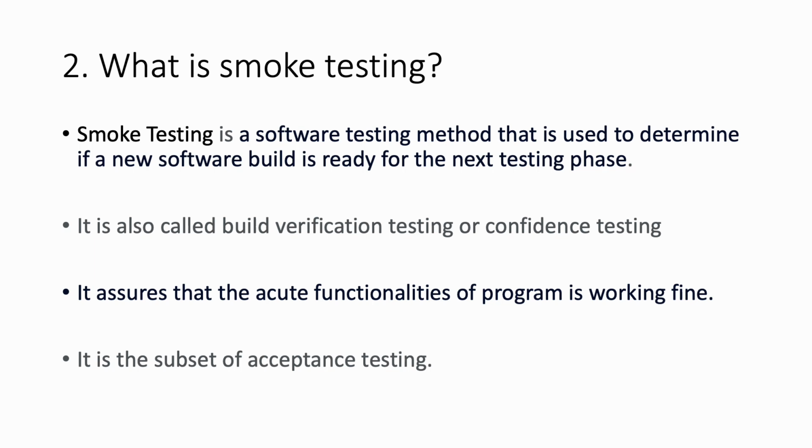If a piece of software passes a smoke test, QA teams then proceed with further testing. If it fails, the software must be handed over to the development team.